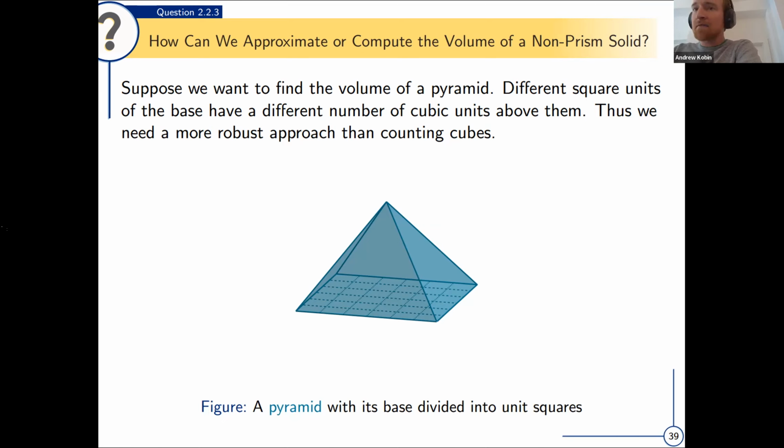Well, the problem here is if you look at the base and then you look at the unit cubes that will stack on top of that, there are a different number of cubes lying over each square in the base, depending on which part of the pyramid we're looking at. In the center, there are more cubes stacked up, whereas on the outer regions, there are fewer. So we need a different approach to counting our unit cubes than just stacking them up equally.